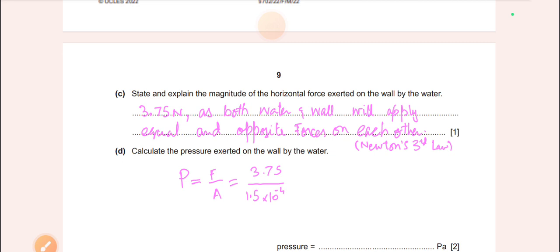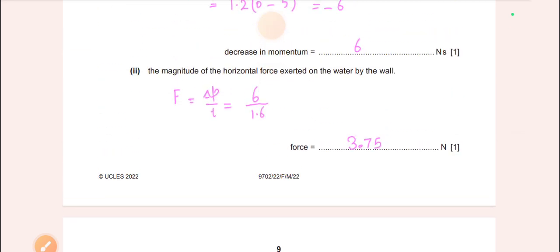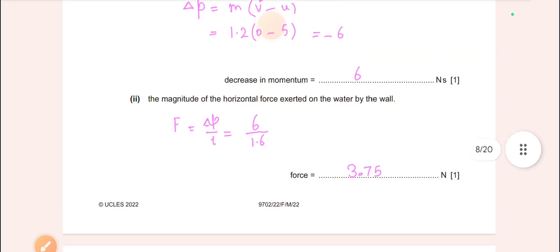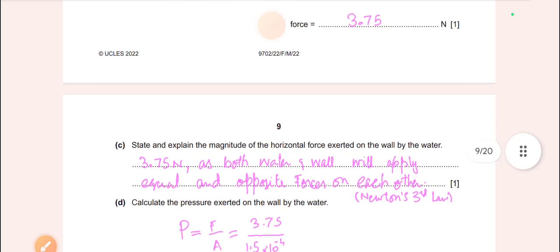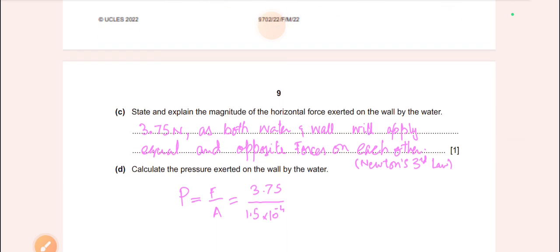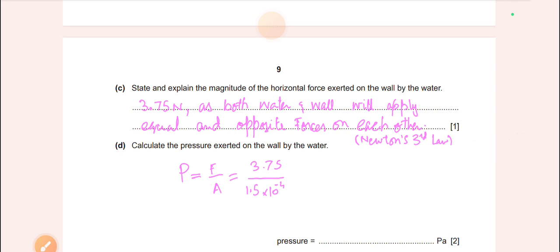So beta, according to Newton's third law, every two objects apply equal and opposite forces on each other. So if this force is 3.75 Newton, and the negative sign, actually the momentum was negative, that was showing it was towards the opposite or left side. So the water will apply the same force, 3.75 Newton, on the wall, but its direction will be opposite, towards the right.